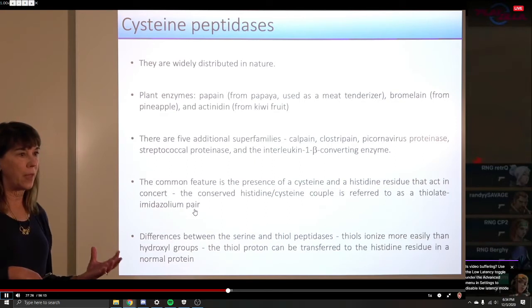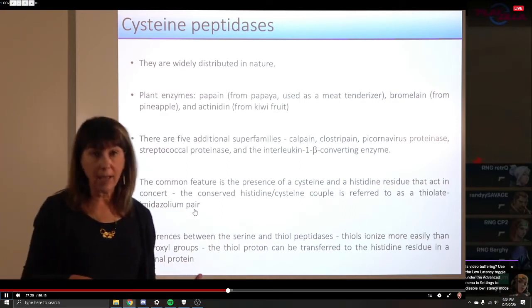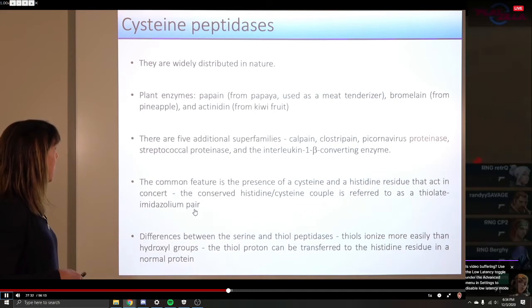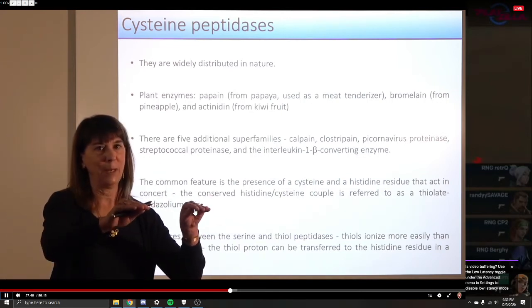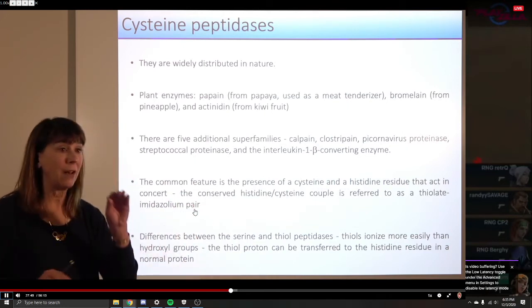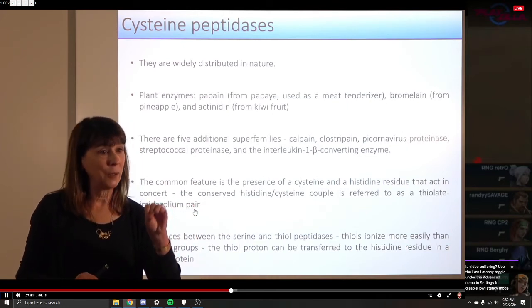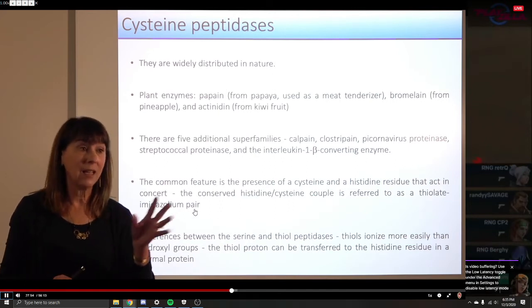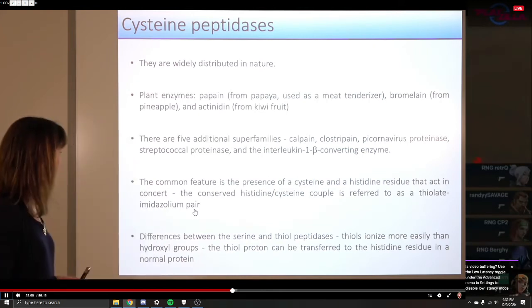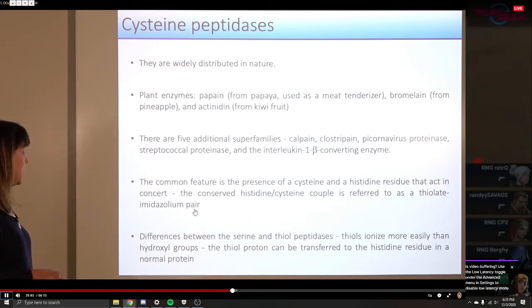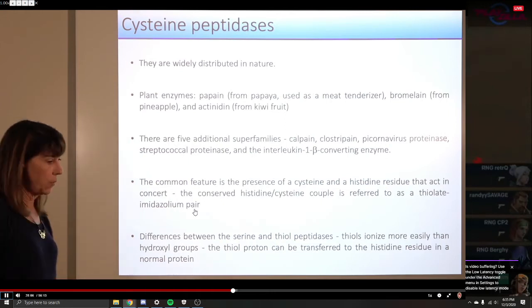Bromelain comes from pineapple. That's what you're using if you use Adolph's meat tenderizer. So there's cysteine peptidase. Actinidin comes from kiwi fruit. There are 5 additional superfamilies. You don't have to know all these, but the important point is they all have in common a histidine-cysteine pair. And cysteine, you remind yourself when we learned about the personality of those amino acids, can let off its proton and become a thiolate. So, histidine-cysteine combination. That's important.